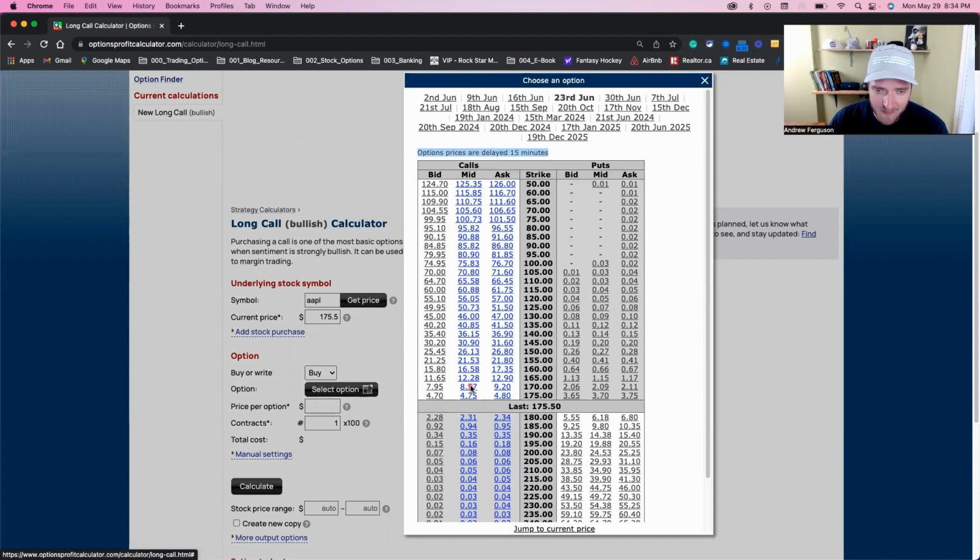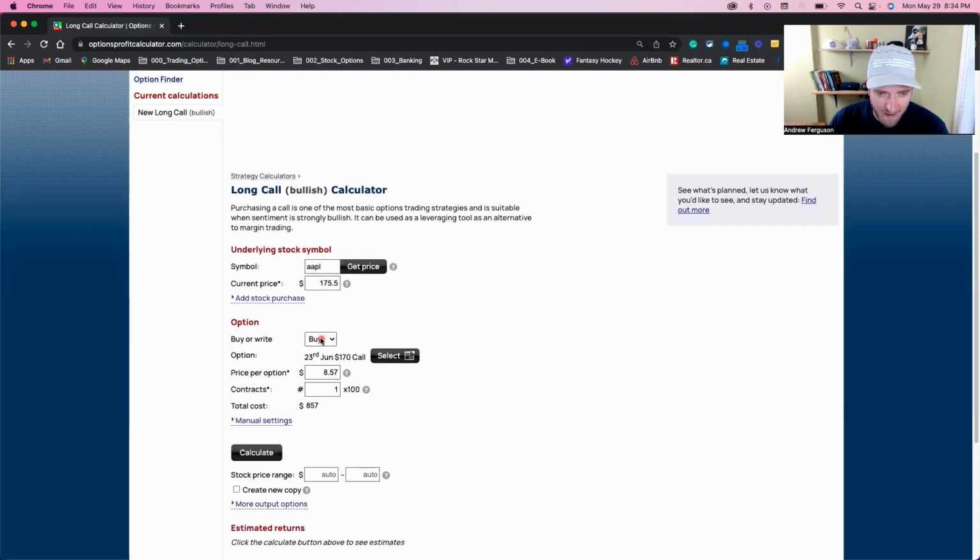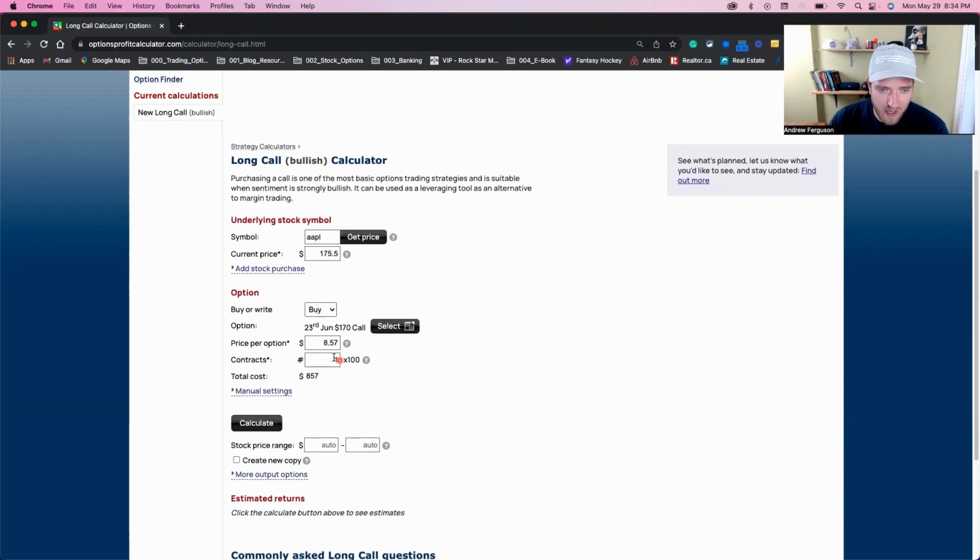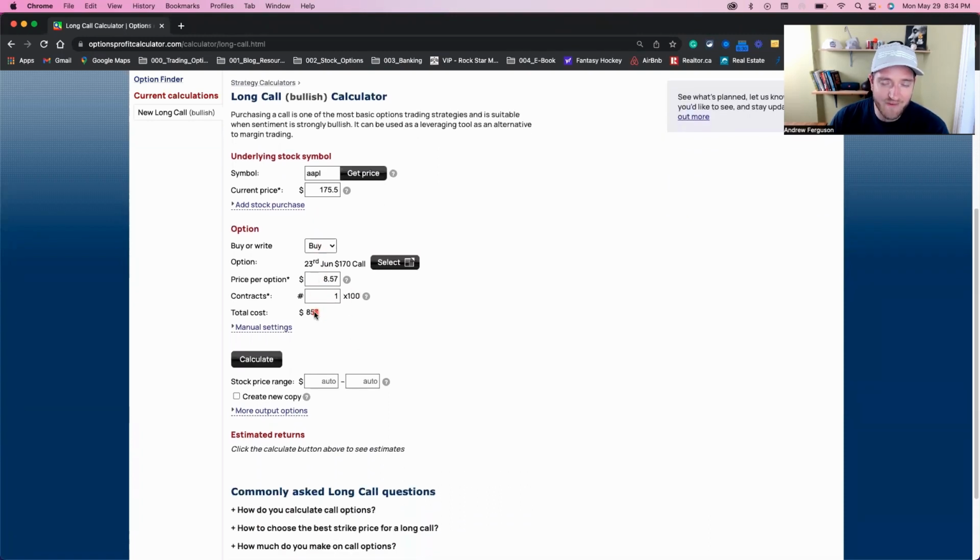So 8.57 is going to be the price that we want to have for our option. And we're going to do one contract to start. So it's going to cost us $857 to buy this call option. Now, the exciting part is seeing where the stock price needs to go in order for us to make a bunch of cash. So at the bottom down here, before we click calculate, we want to go down here and say stock price range. If we go ahead and click calculate, it's going to automatically calculate it for us.